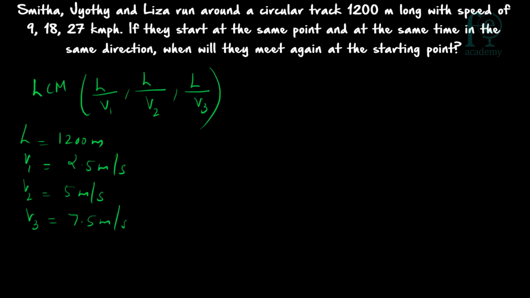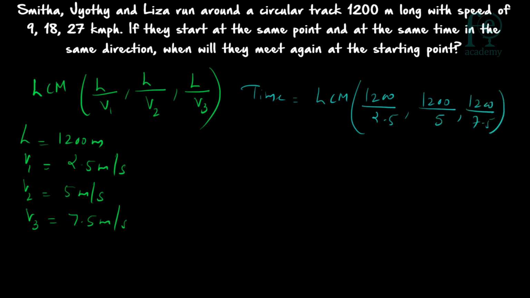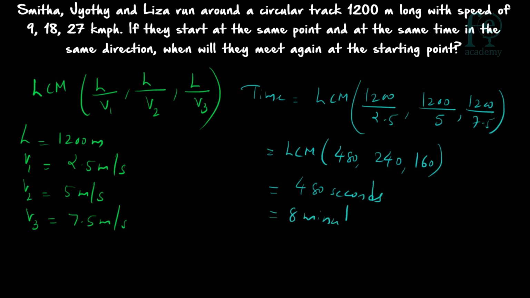So what will be your final answer? The time at which they will be meeting will be equal to LCM of 1200 divided by 2.5, 1200 divided by 5 and 1200 divided by 7.5, which gives you LCM of 480, 240 and 160. What is LCM? It is 480 seconds, which is equal to 8 minutes. So all the three, Smita, Jyoti and Lisa, will be meeting 8 minutes after the start of the race.